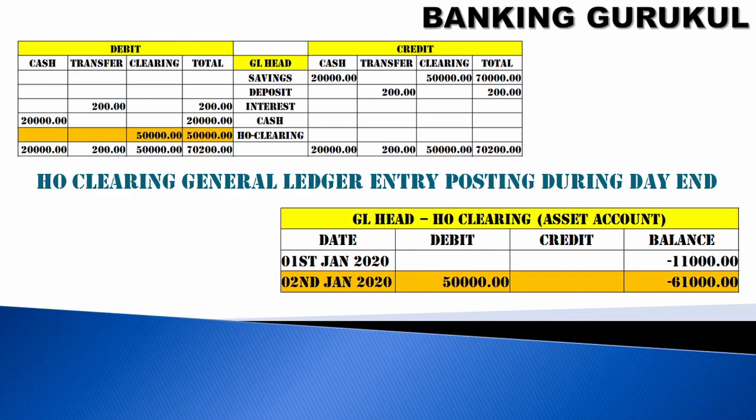We are tallying each general ledger entry. So in the HO clearing general ledger, only one entry is there, that is debit. Previously it was 11,000 rupees, now we have debited 50,000. So it has become 61,000. So we have tallied day transactions, transaction wise, cash, transfer, clearing, and general ledger wise also, and we have posted to the particular general ledger account during day end, consolidated amount, debit consolidated and credit consolidated.